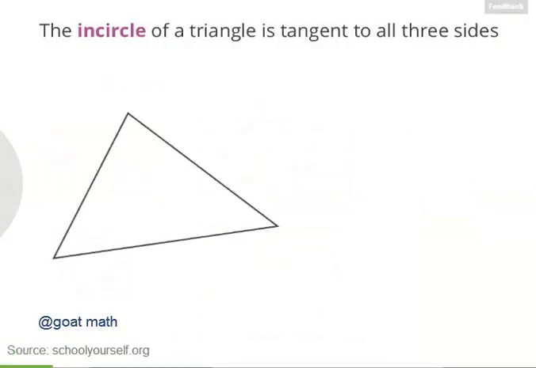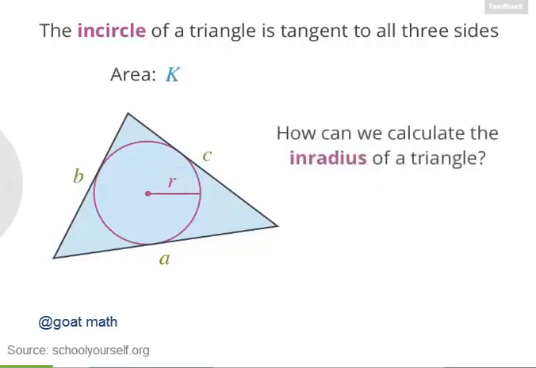Now suppose you have a triangle with side lengths A, B, and C, and suppose the area of this triangle is K. Let's draw the incircle and suppose it has radius R. In this lesson, we'll be asking the following question. How can we calculate the radius of the incircle, or the inradius? In other words, given A, B, C, and K, can we come up with an expression for R?